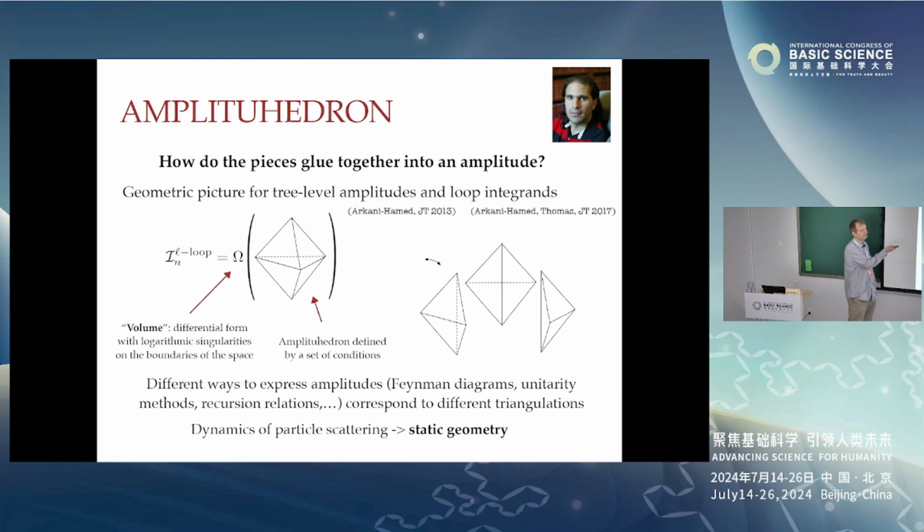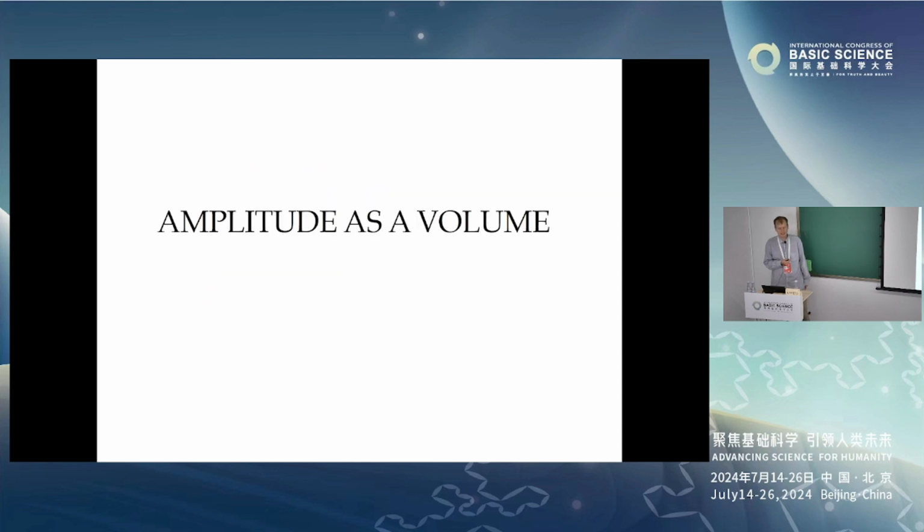There is some static geometry, and the only thing that it remembers from the particles are the positions of these vertices, which are given by some kinematical data, and the way they are joined together. So there is a complete translation of the physics into these geometric data. Okay, so that was an overview. And now let me give you a little bit more flavor of what exactly this object is.